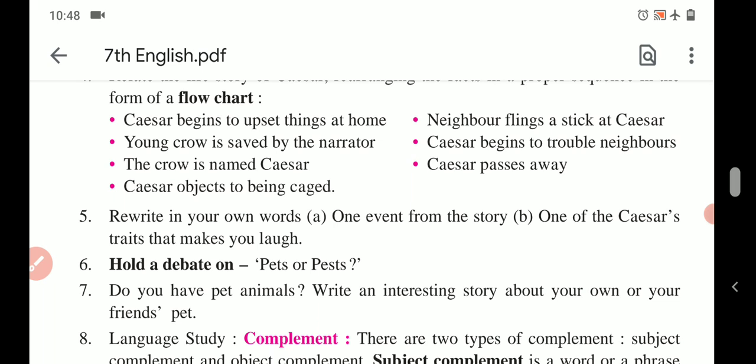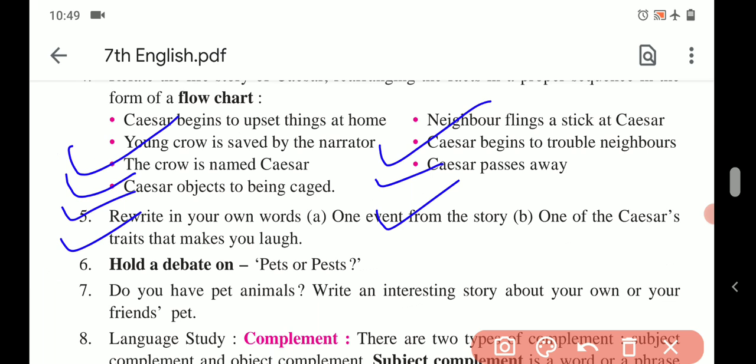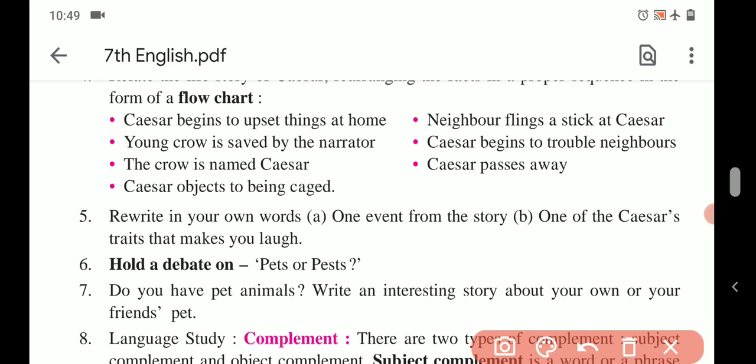Next, fifth, rewrite in your own words. What you have to write? Here is the first title. One event from the story. Any one event from the story you have to consider and write in your own words. What event? For example, that author found the crow on the road and he took it to the home. So this event, it can be written in your own words.